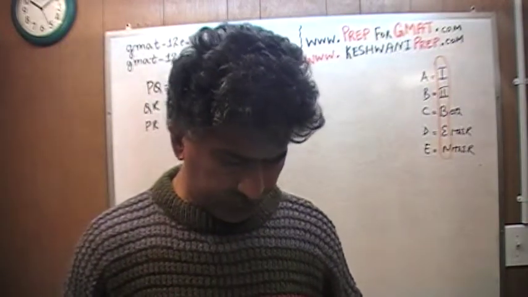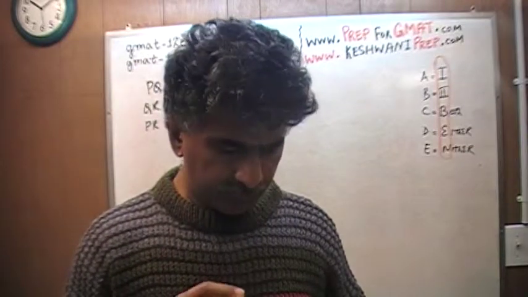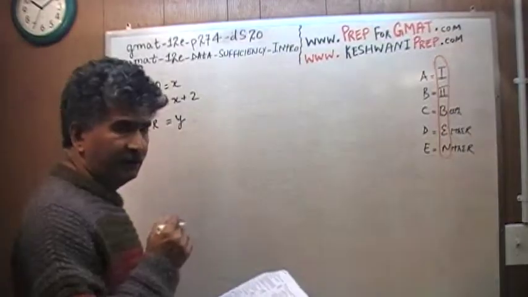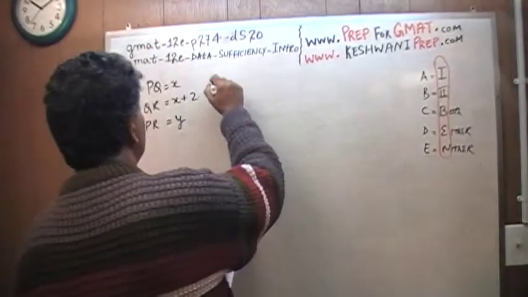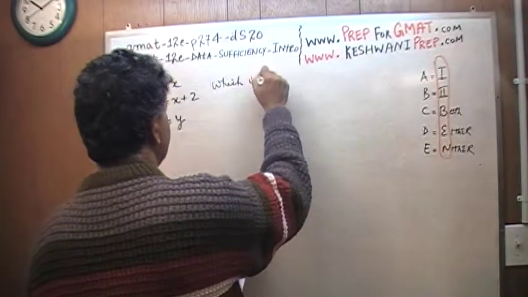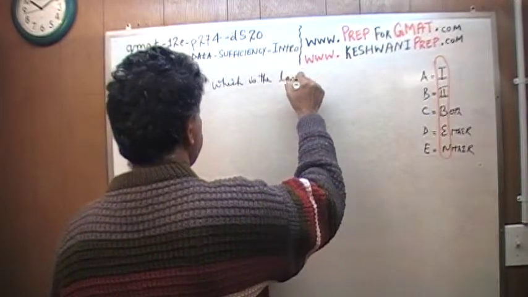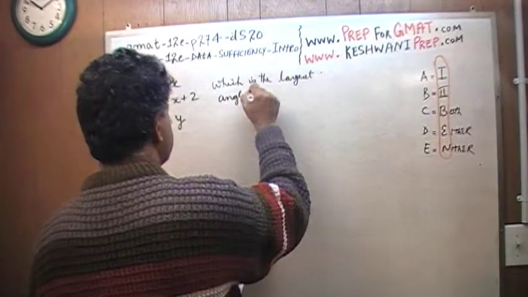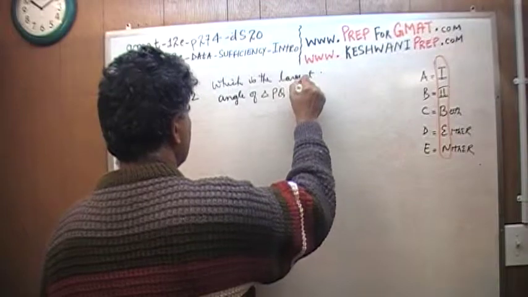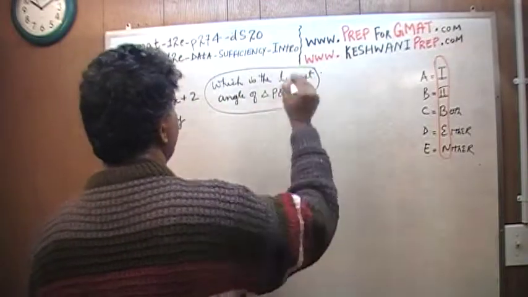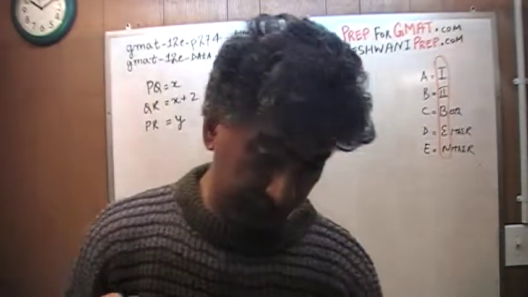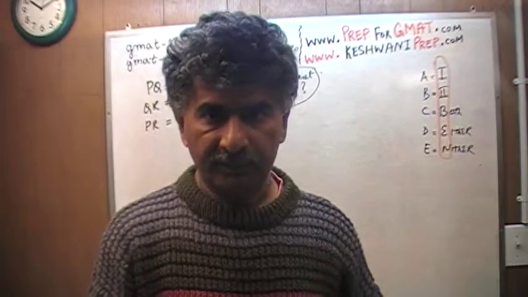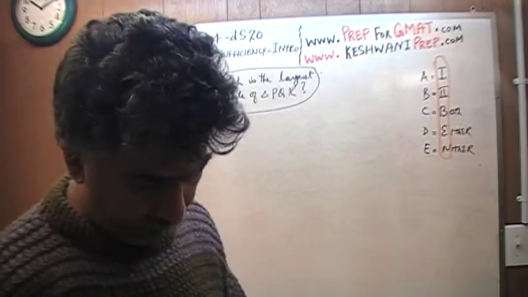The question is, which of the three angles of the triangle PQR has the greatest degree measure? So what they're basically asking in a very geeky and nerdy way is, which is the largest angle of triangle PQR? If we can establish that we have enough information in either of the given statements, that's what we're looking for.